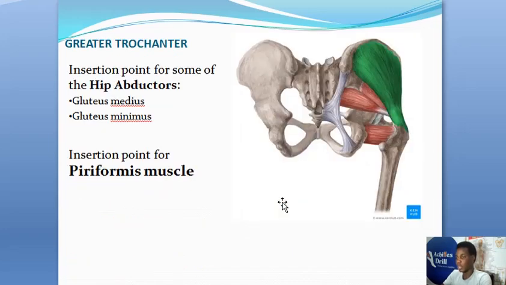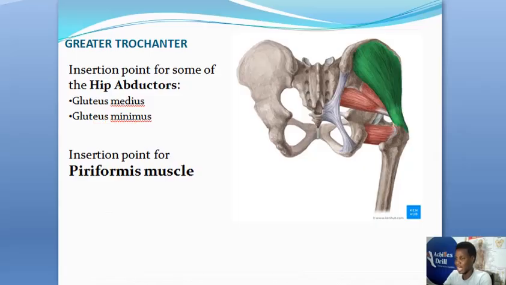The greater trochanter is a very important point, an insertion point for the hip abductors. Okay, the hip abductors insert onto the greater trochanter. The piriformis muscle as well inserts onto the greater trochanter. Okay, and here are the hip abductors. We have gluteus medius, we also have gluteus minimus. Those are some of the important hip abductors inserting onto the greater trochanter.